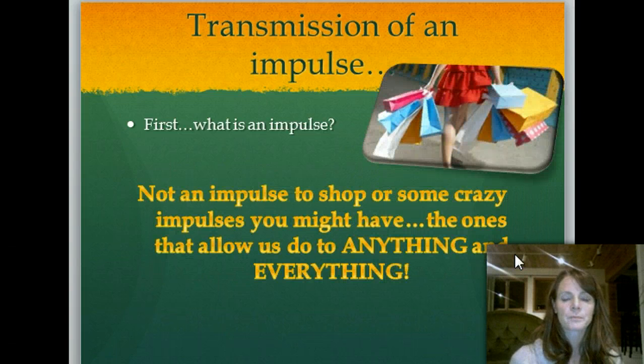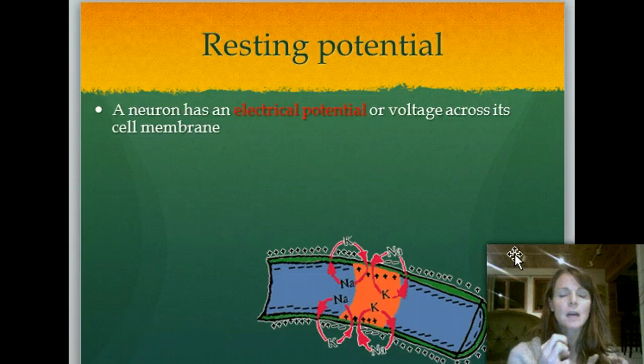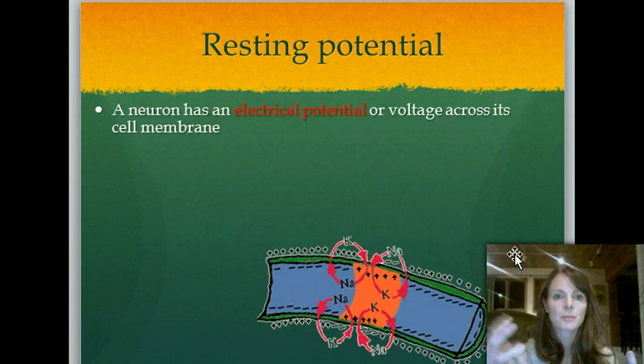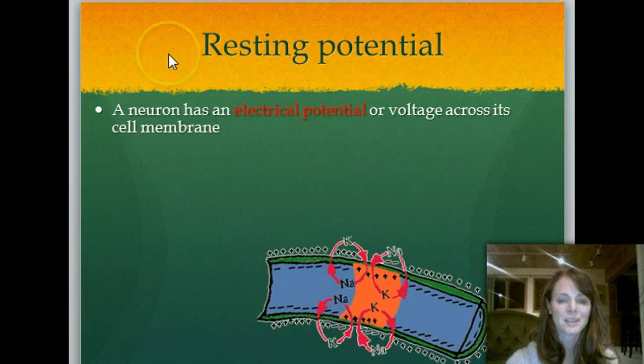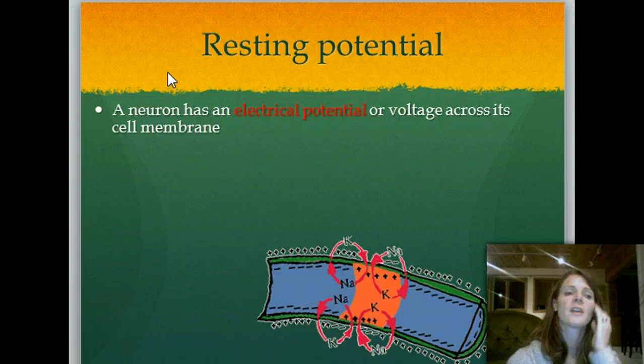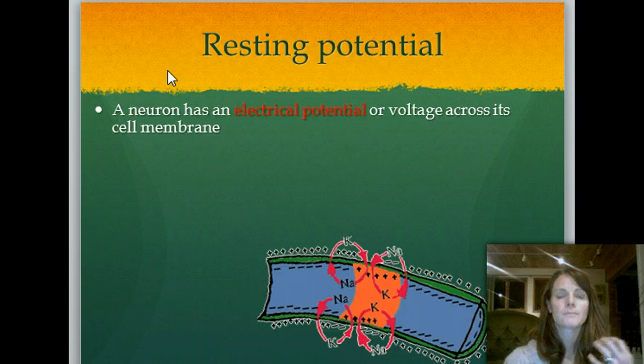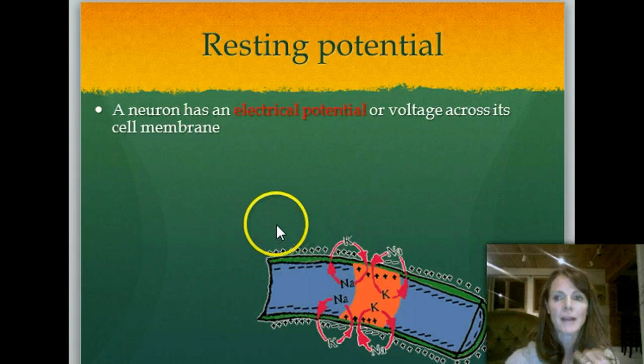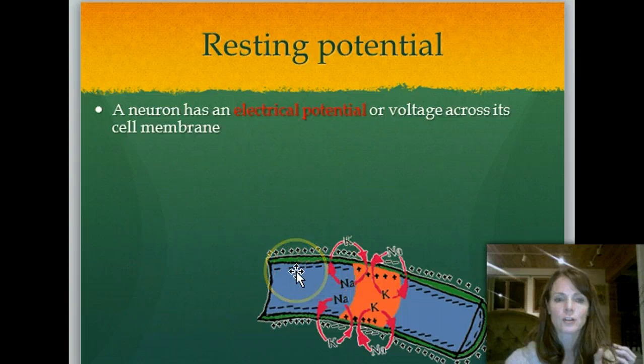So what is an impulse? Okay, not the impulse to shop, not one of those kind of impulses. An impulse is basically the electrical impulse that goes through your neurons and causes some kind of an action. So let's talk about the resting potential, because here's what we need to understand. You need to understand that everything in our bodies has a lot to do with electrical impulses and a voltage, like basically charges. We have a charge in our body, and different things happen when these electrical charges change.